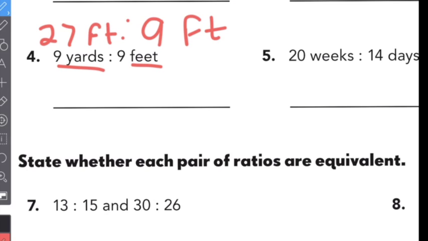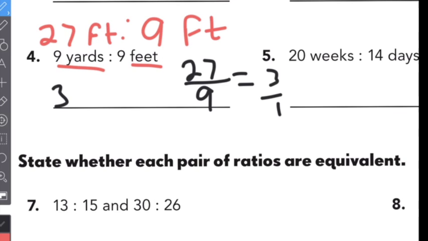What we need to do is simplify, or reduce, this. Remember, in class I like to write them as a fraction first. So it's 27 over 9. To simplify this, I notice I could take out a 9 from each. So it'll be 3 over 1, or 3 to 1. So it's 3 feet to 1 foot, or 3 to 1.